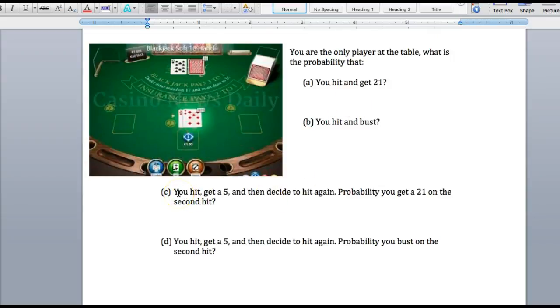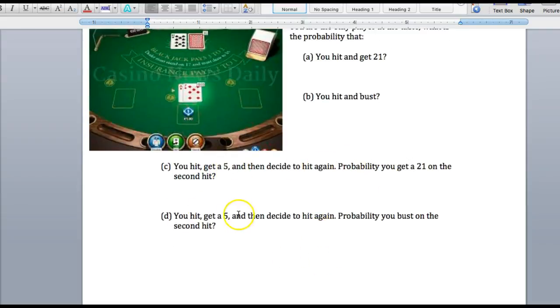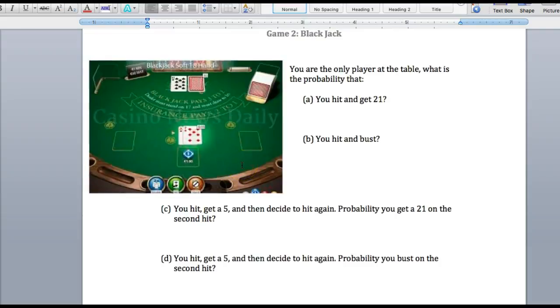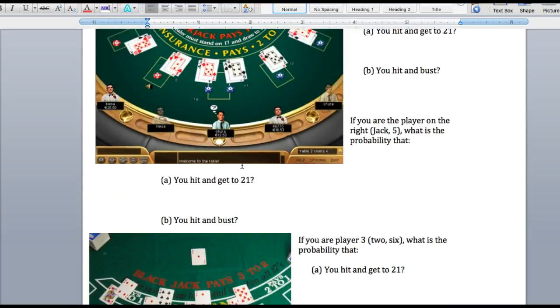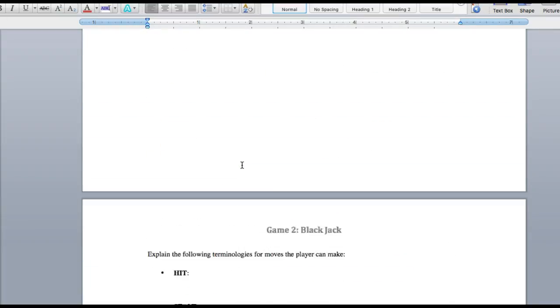This is different probabilities. Let's say you hit and get a 5 and then decide to hit again. What's the probability after that? What's the probability that you bust on that? So this is, considering if you hit twice. Pretty straightforward. Let me know if you have any questions on that.